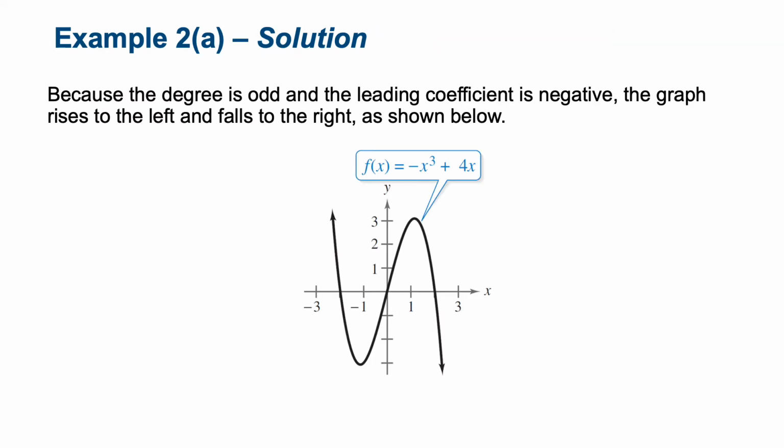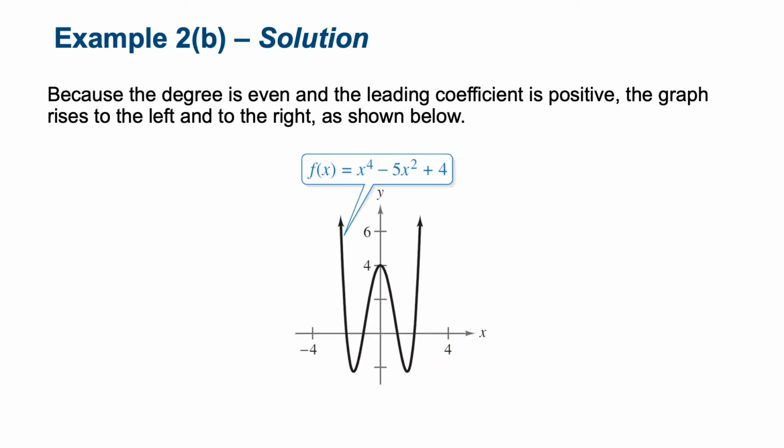Okay, so example 2a. Because the degree is odd, it's negative x cubed, yeah? And the leading coefficient is negative, so as x goes to negative infinity, y goes up, and as x goes to positive infinity, it's going to go down. So it's like this way. It decreases, and then something happens in the middle, but ultimately it goes down this way.